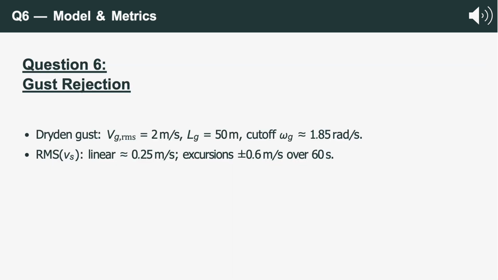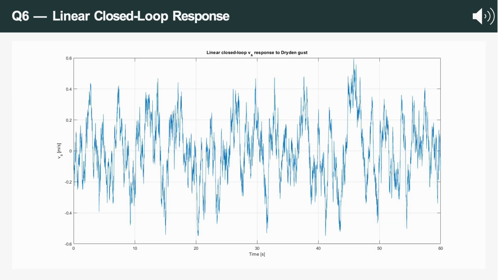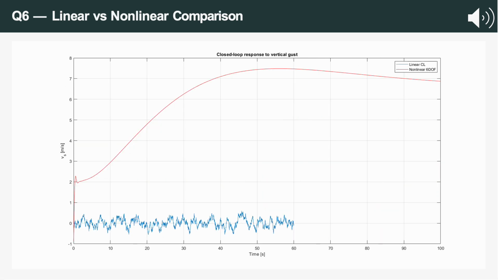To test gust rejection, we used a Dryden model with 2 meter per second RMS turbulence. The RMS vertical speed deviation was 0.25 meters per second, with peaks under plus or minus 0.6 meters per second. Under this Dryden gust, the linear controller attenuates low frequency disturbances, keeping oscillations small and stable. The nonlinear model shows only slightly larger deviations, mainly from aerodynamic coupling and actuator limits, but overall stability and disturbance attenuation are maintained. This is consistent with real aircraft behavior during turbulence, confirming robustness.